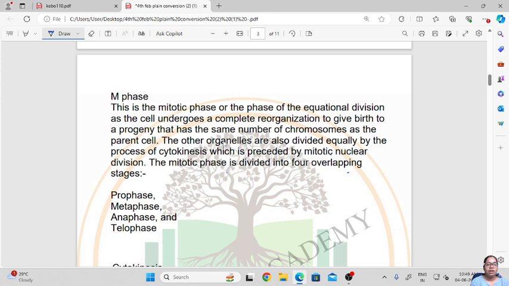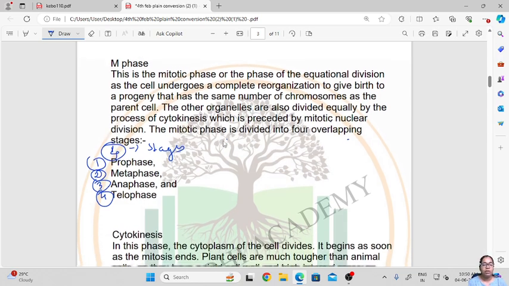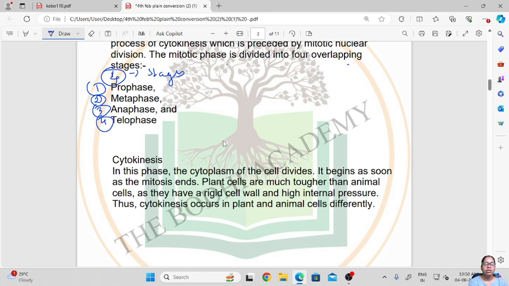So this M phase will undergo these four stages. First is the prophase, second is the metaphase, third is the anaphase, and fourth is the telophase, which is followed by cytokinesis. So this is about the M phase. It will first undergo prophase, then metaphase, then anaphase, then telophase, and after telophase the cell will undergo cytokinesis. In this phase the cytoplasm of the cell divides.